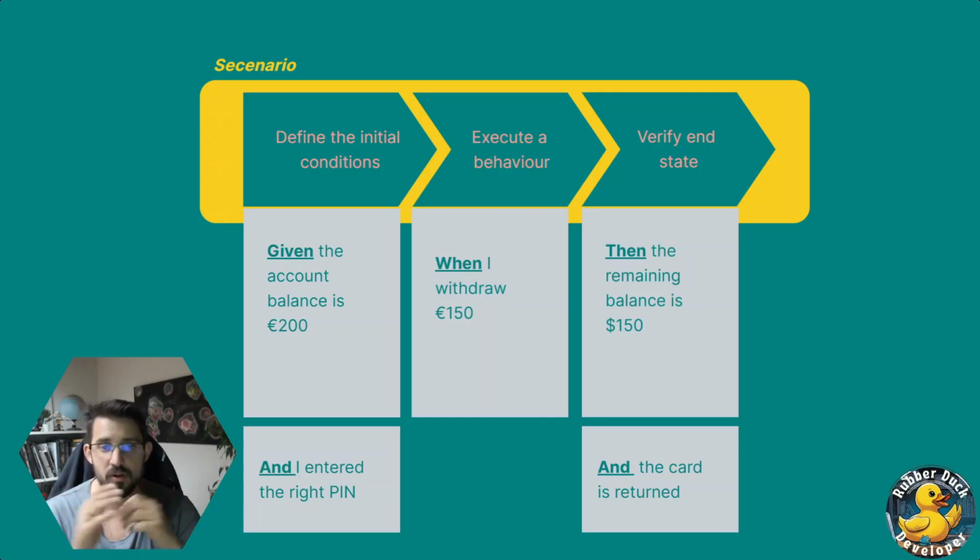So a full scenario could really read like this from left top to right bottom. Given the account balance is 200 euros and I enter the right PIN, when I withdraw 150 euros, then the remaining balance is, it should say 50 euros here, by the way, and the card is returned. So we write all scenarios down in this way, and you can do that in a plain text file. So how does that look out in the wild?